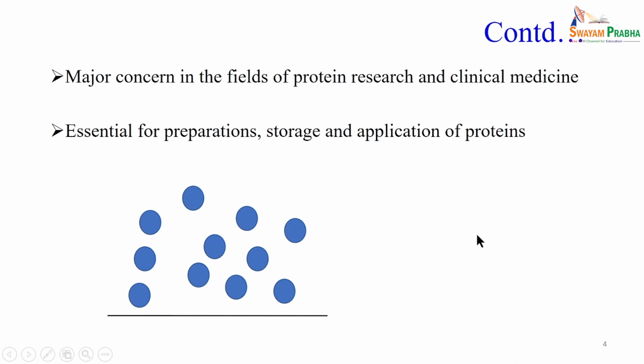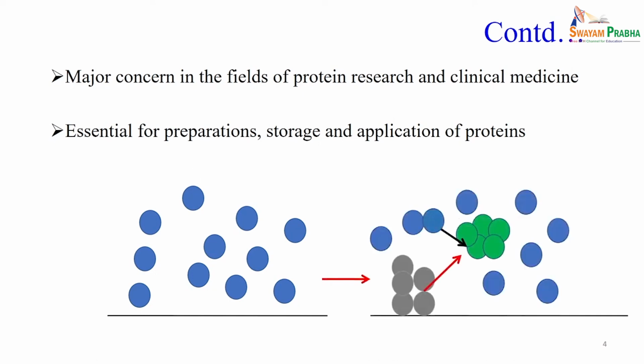So protein aggregation is a major concern in protein research and clinical medicine. As we know, proteins play a very important role, and many proteins are also used as therapeutic drugs. Whenever a protein is used, depending on any external factor, it may unfold and finally aggregate. This is a great concern for researchers, because it is essential for the preparation of the protein, its storage, its transportation and its application. So, let us consider these are the protein molecules in the bulk.